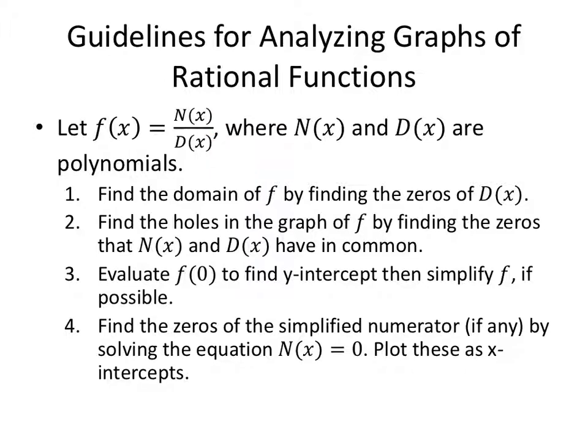We're going to find the holes in the graph of f by finding the zeros that the numerator and denominator have in common. So a common factor in the numerator and denominator will lead to a hole in the graph. In calculus, we'll be able to plug these holes, but for now, they're just holes. We can evaluate f of 0 to find the y-intercept, then simplify if possible. We can find the zeros of the simplified numerator after we cancel the common factors by solving the numerator equals 0. Those are the x-intercepts.